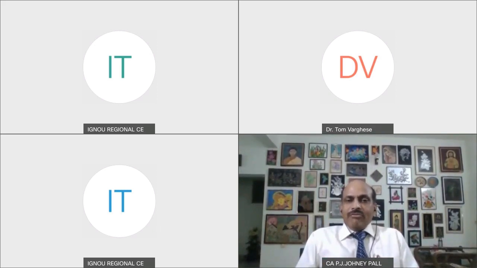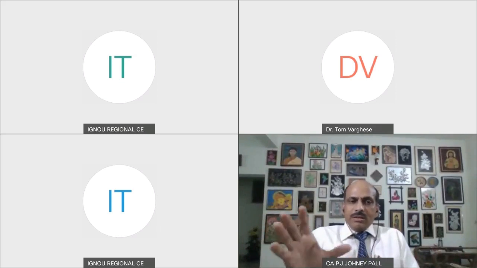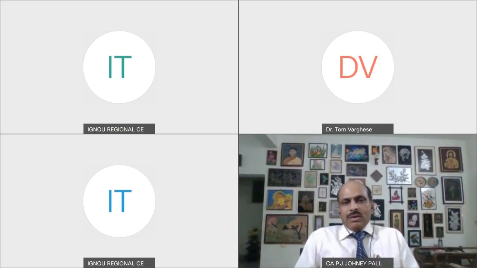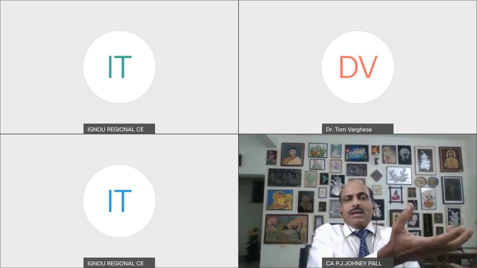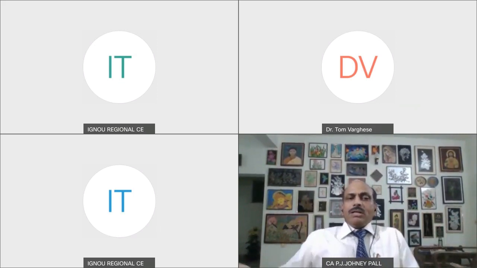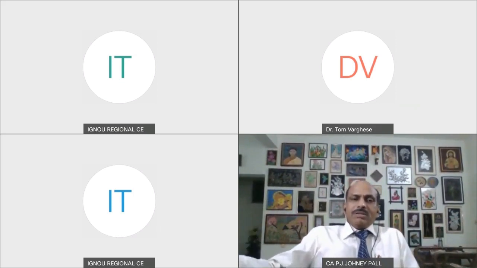I repeat, a financial statement consists of 2 statements. One is the balance sheet, the other is the profit and loss account. So the balance sheet will give you the financial position: the assets value, the liability value, what your capital is, what your borrowings are, what amount is invested in long-term assets, and what amount is invested in short-term assets.